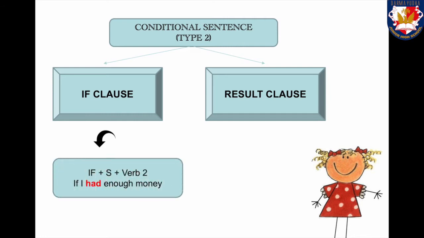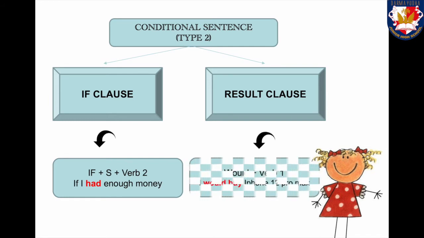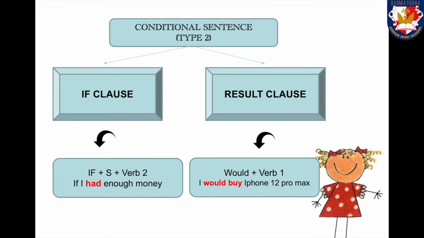In if clause, we will use verb 2. As the example, if I had enough money. Remember, had is the verb 2 of have and has. While in the result clause, we will be using would plus verb 1. Remember, if clause use verb 2, while the result clause use would plus verb 1.